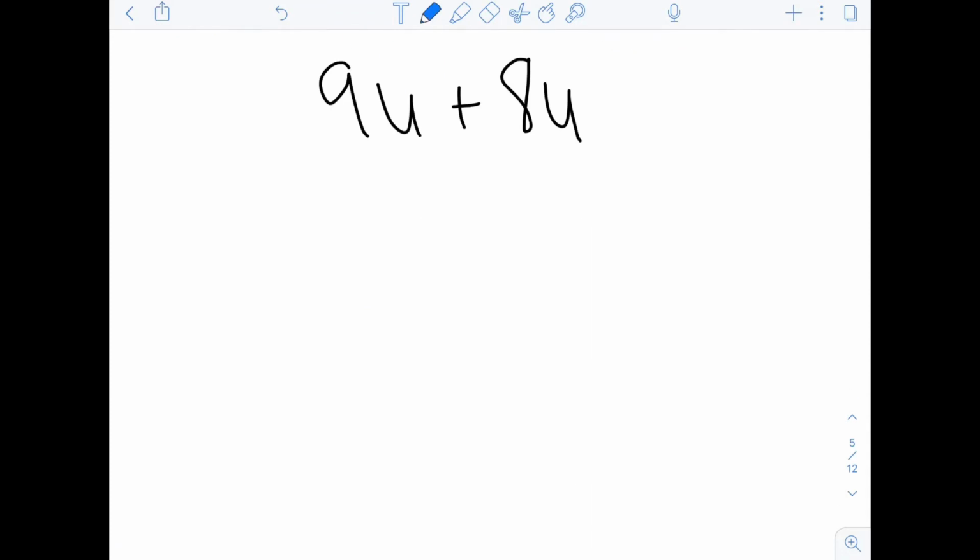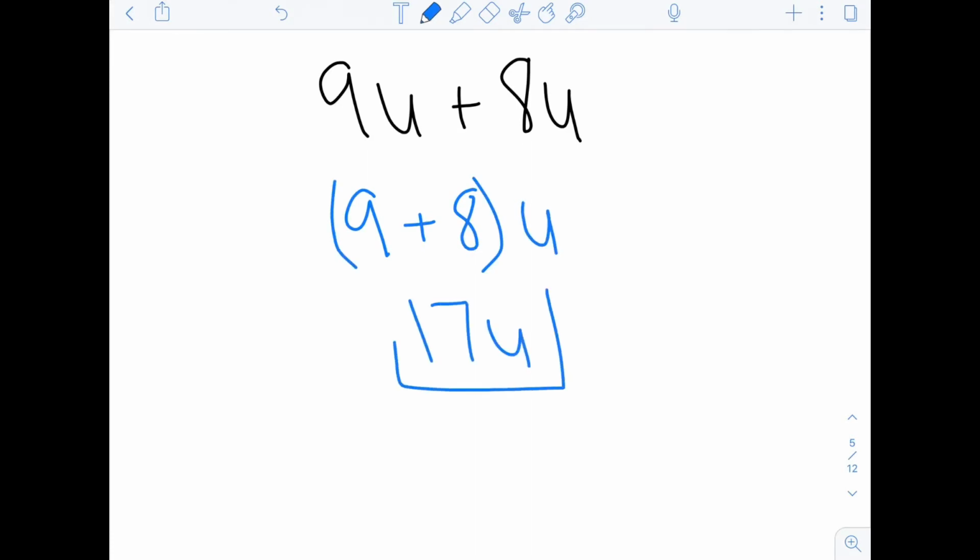So let's do an example. Let's simplify 9u plus 8u. We know that these are like terms because they have the same variable, u, and they're both to the power of 1. So what we can do is combine them. We could combine this into 9 plus 8, u, which is going to equal 17u.